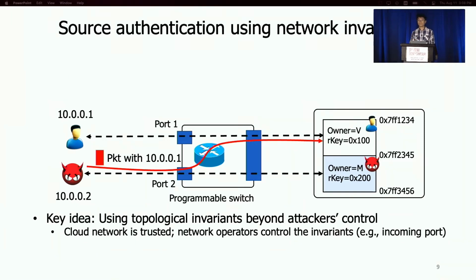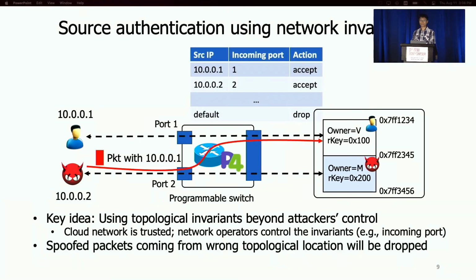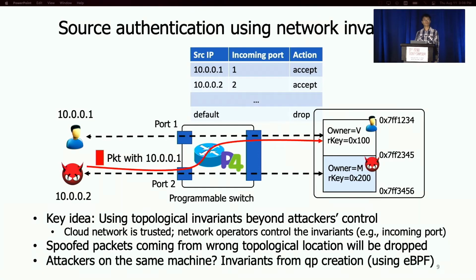Therefore, even if the attacker can spoof the IP address, she cannot control which port the packets will be received. With programmable switch, we can further create a mapping table matching on these invariants, including source IP and incoming port. Every RDMA request passing by, therefore, must hit an entry on this table. If not, they will be dropped. This technique can work very well if the attacker is on a different machine.